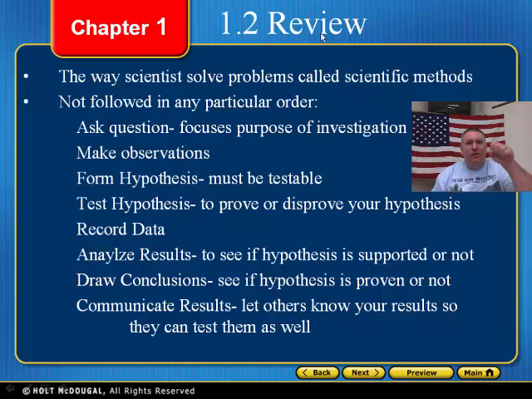Guess what? It's review time. The way scientists solve problems is called the scientific method. And following in no particular order, we have questions. First thing to do is ask a question which focuses our investigation. They make observations. They form a hypothesis and make sure the hypothesis is testable. They test the hypothesis to prove or disprove whether it was correct. They record their data. They analyze the results. They draw their conclusions, and they communicate the results to let others know how their test went. And guess what? It was a success.